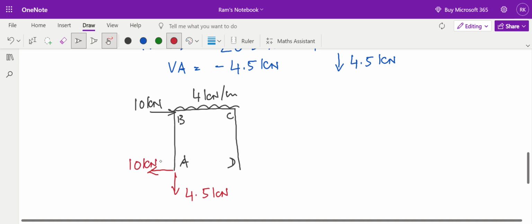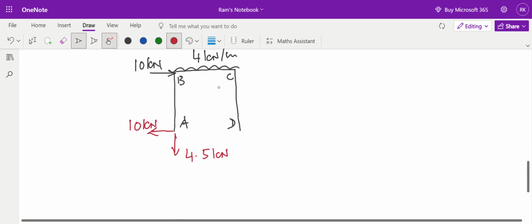So HA is plus 10. And VD I got is 20.5 positive. This means the assumed direction was right. So 20.5 kilonewton, that is upwards. So these are my support reactions. So my first step for finding out support reactions is over.